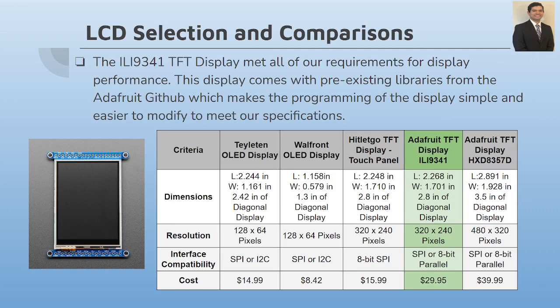When making our screen selection, we also considered some OLED displays that could have worked in our project. However, we ultimately decided to use the bigger screen size with higher resolution of the Adafruit TFT ILI9341. This display has a resolution of 320 by 240 pixels, which is more than enough to display the data with high image quality. It uses SPI as its interface, which is what we were aiming for.